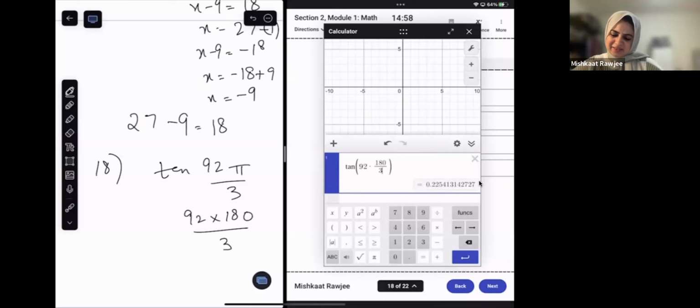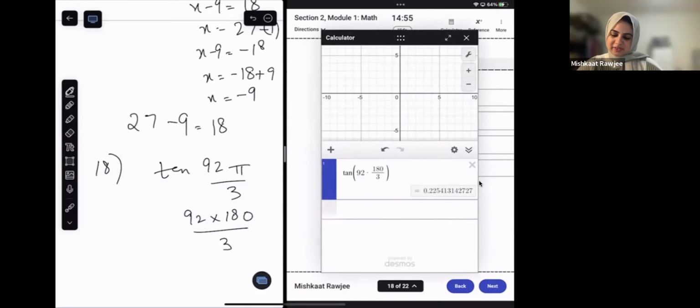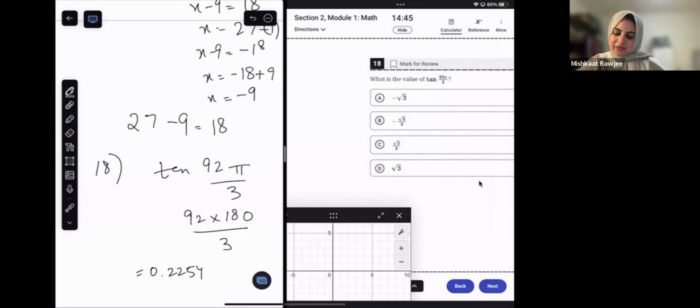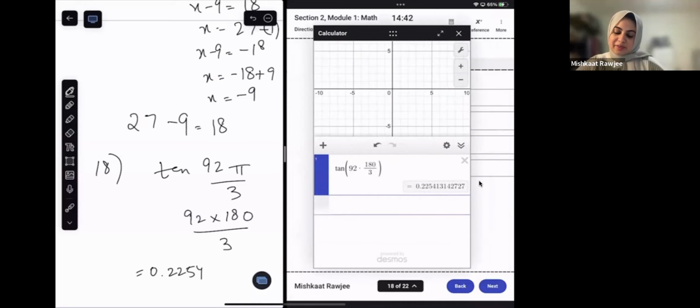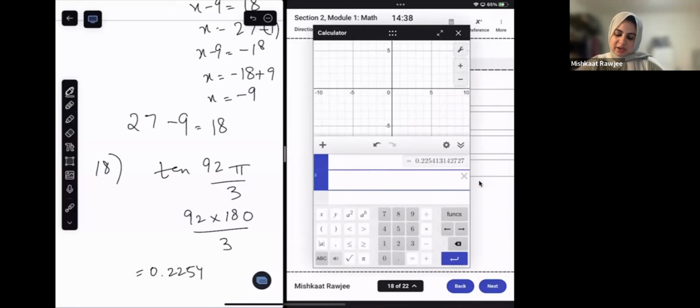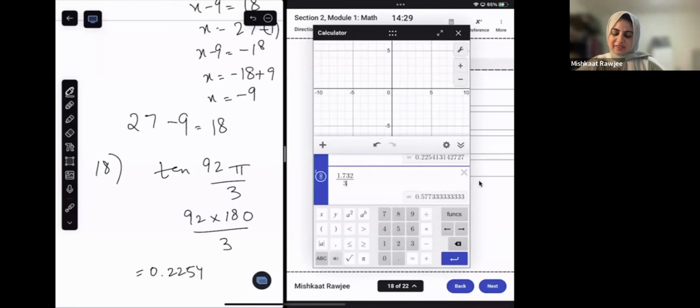Is that the answer? Oh, it's like a root answer. So the answer is 0.2254. So let's see which one of these is. It doesn't look like it's negative. Root 3 is 1.732. So I think it's root 3 divided by 3. Let's check. 1.732 divided by 3. I'm just using the answer choices here. Oh, oops. 0.577. Oh, that doesn't seem right.